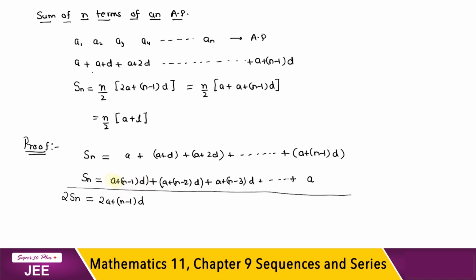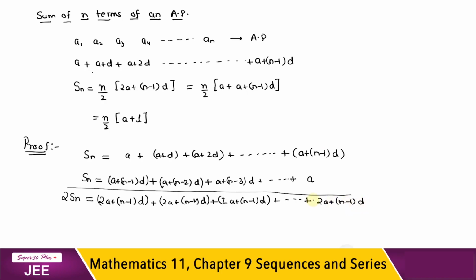Let me form a bracket. Now we are adding these two terms. So again a plus a becomes 2a and d plus n minus 2 d becomes 2a plus n minus 1 into d. Further, if I add these two terms a plus 2d along with a plus n minus 3d, we are again going to get 2a plus n minus 1 into d. Alright students, so this continues till the last two terms. If we add these two terms also, we are going to get 2a plus n minus 1 into d.